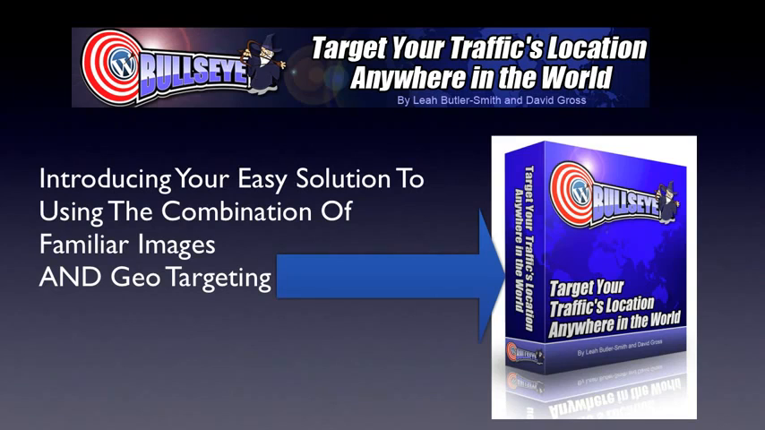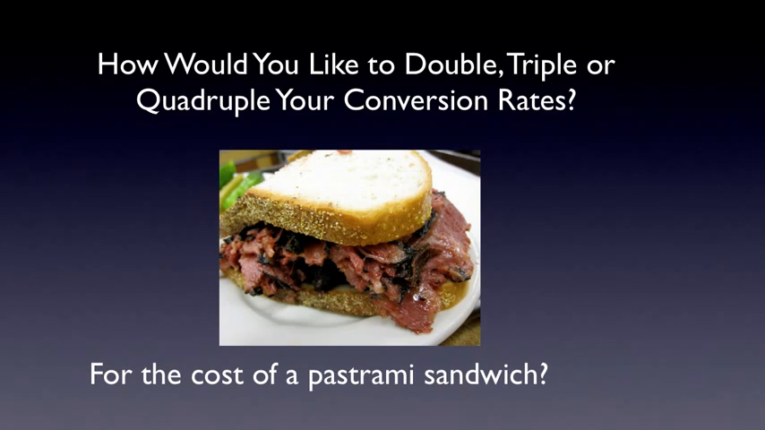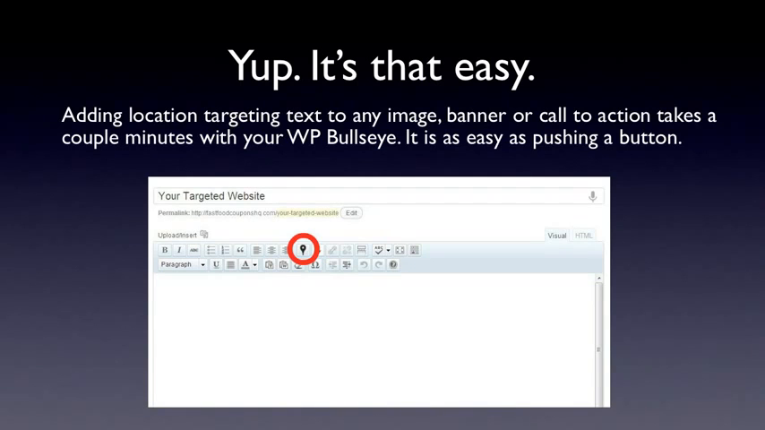And we're introducing today the easy solution to using the combination of familiar images and geo-targeting with the WP Bullseye WordPress plugin, targeting your traffic's location anywhere in the world. So how would you like to double, triple or quadruple your conversion rates for the cost of a pastrami sandwich? Yep, it's that easy. Adding location targeting text to any image, banner or call to action takes just a couple of minutes with your WP Bullseye. It's as easy as pushing a button.